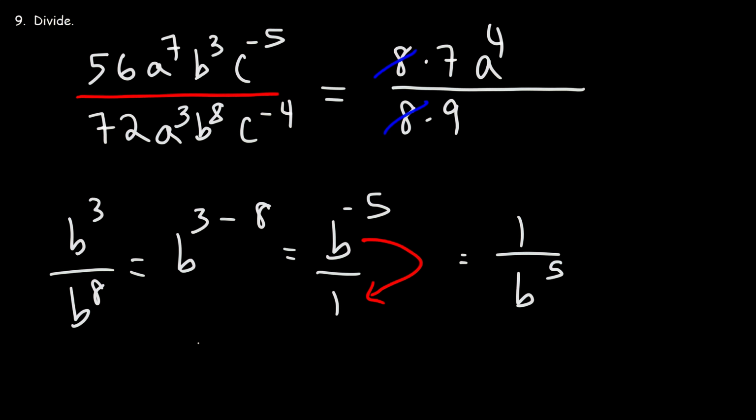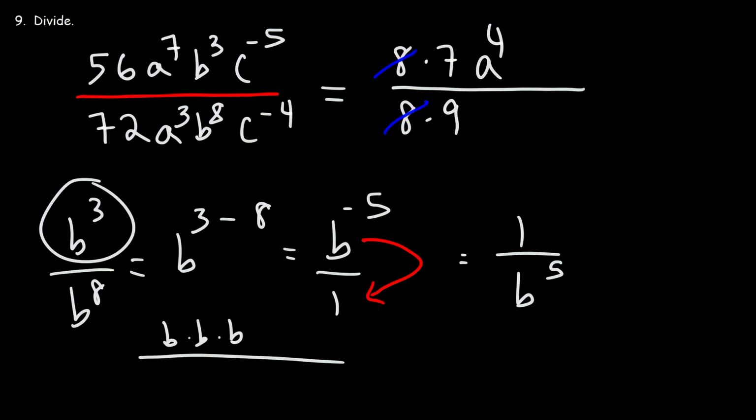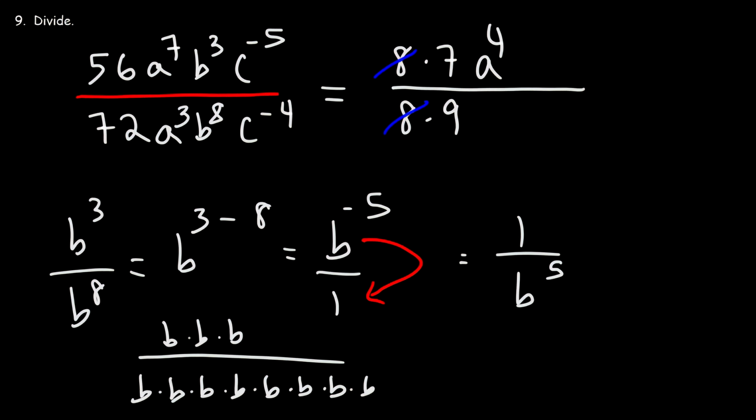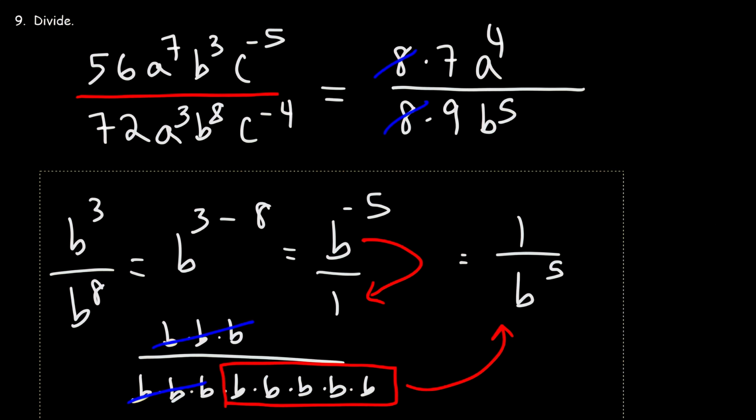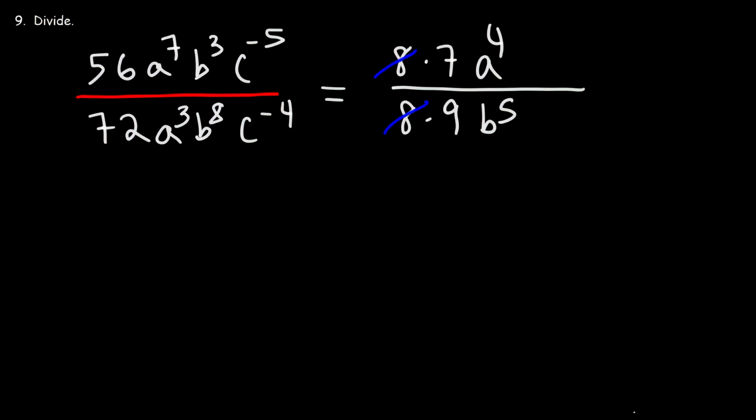And to explain it, let's expand b to the 3rd power. So b to the 3rd power is 3 b variables multiplied to each other. B to the 8th is basically 8 b variables. So we could cancel 3 on top, 3 on the bottom, which means that we have 5 b variables, but notice where it's located, on the bottom of the fraction. So we can put b to the 5th at the bottom here. Now what about the last part?